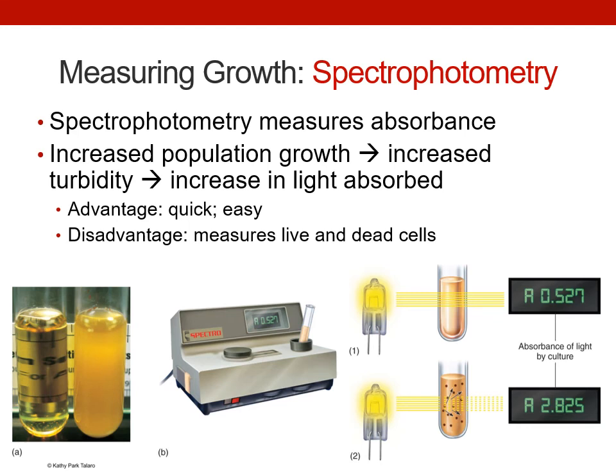The advantage to using a spectrophotometer to measure growth is that it's very quick and easy. All it takes is for you to put the tube into the spectrophotometer and wait for the reading. But this method does not distinguish live cells from dead cells.